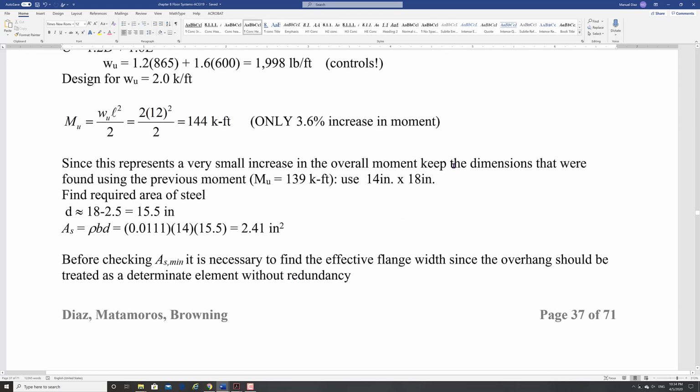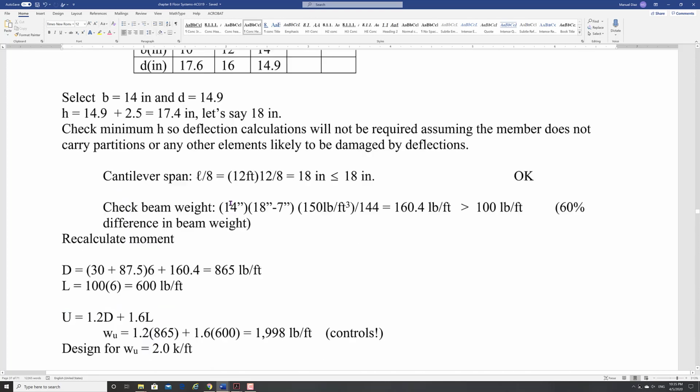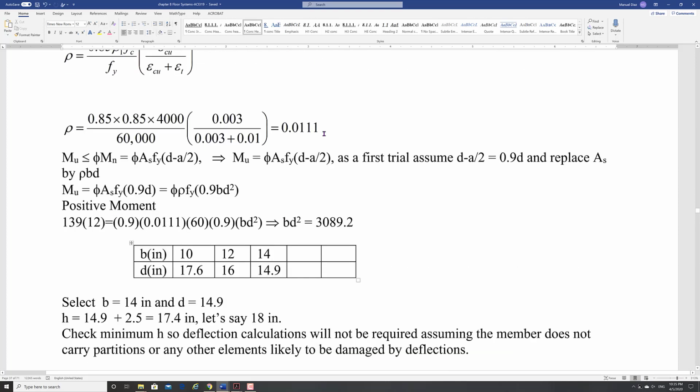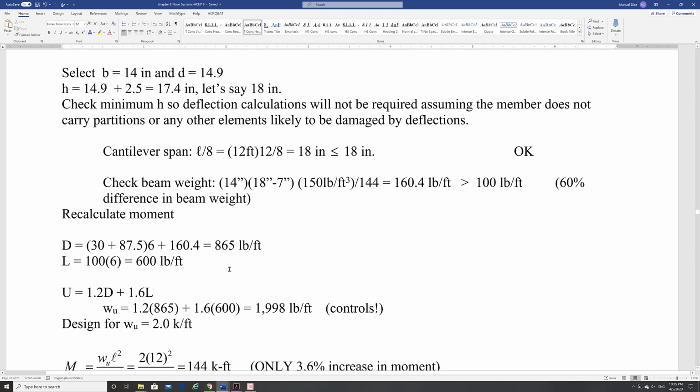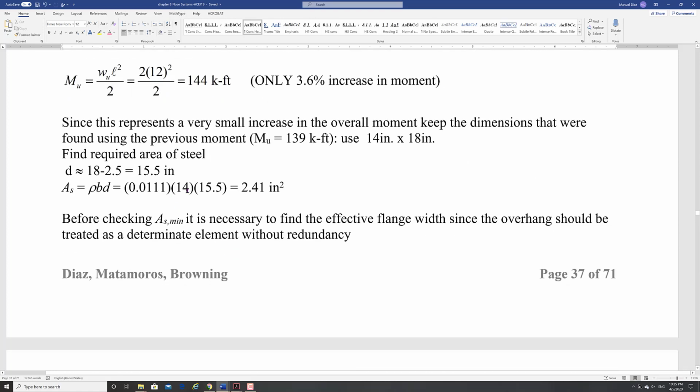So we're going to keep the same dimensions as we found before, since this is a very little increase. My D value assumed would be 15.5. The area of steel that goes with this table will be this rho value, which is the value I use for the table. So I had to use the same value. Unless the minimum controls or something else controls, you will use this one. We multiply by B and D. So we take that number, multiply by B and D, and this is my area of steel.